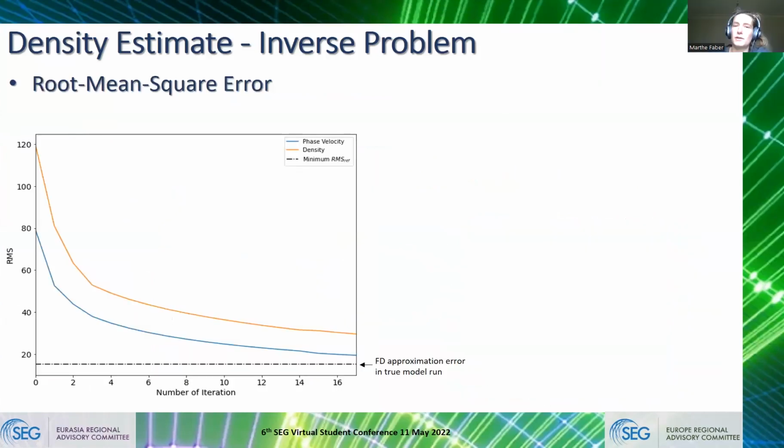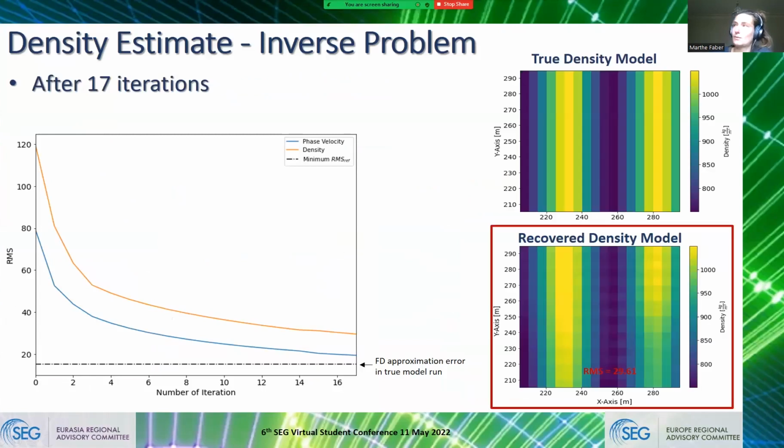So here I show the evolution of the root mean square error over the number of iterations. And already after 17 iterations, we can see that we approximate our minimum expected error. So after 17 iterations, we are happy with the results. That gives us a recovered density model that is comparable to the true model.